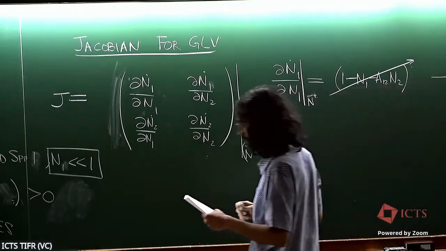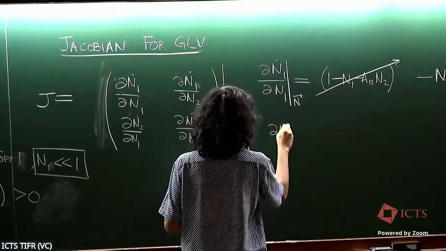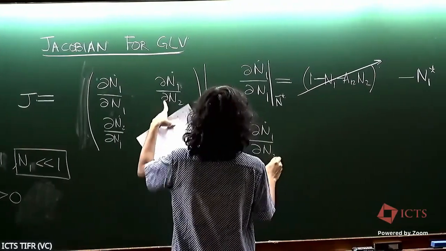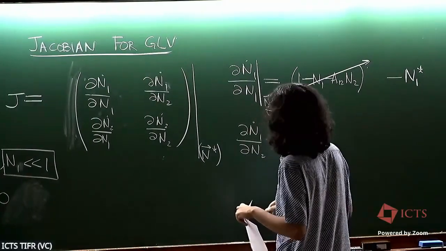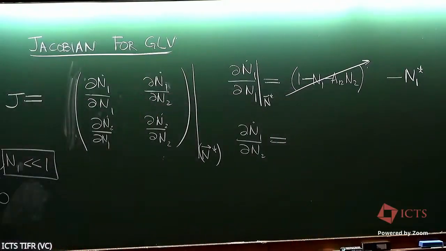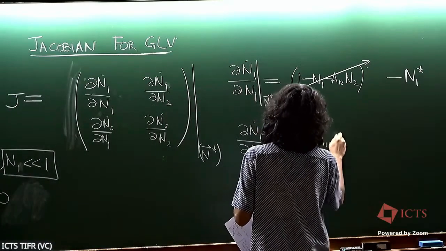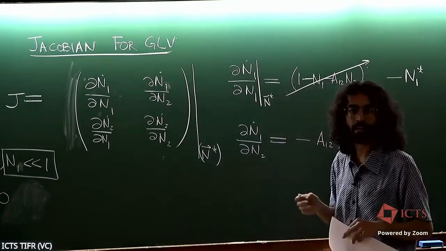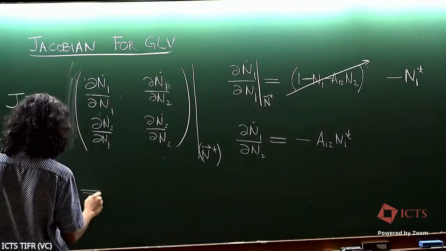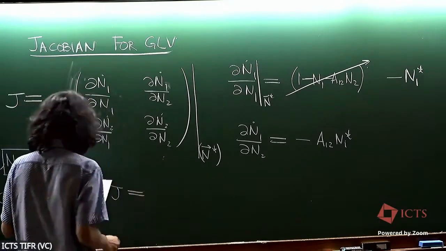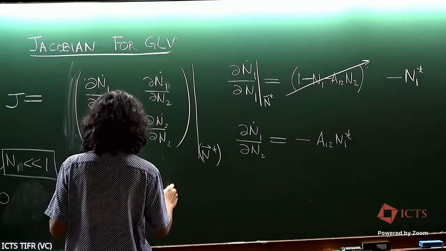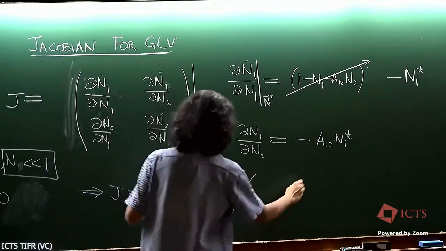I'll write it down. Okay, well, let's do maybe one more so that we're feeling okay. Let's do the second bit here, del n1 over del n2. What's that going to give us? Minus a12 times n1 star. Right, and you can kind of see where this is going. If you do the other ones as well, you'll find that basically you can write down the Jacobian by factorizing it into these two matrices.